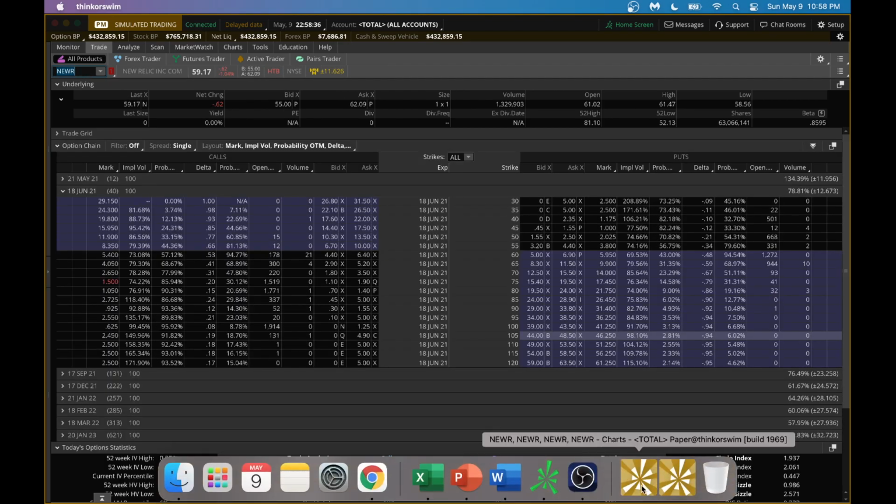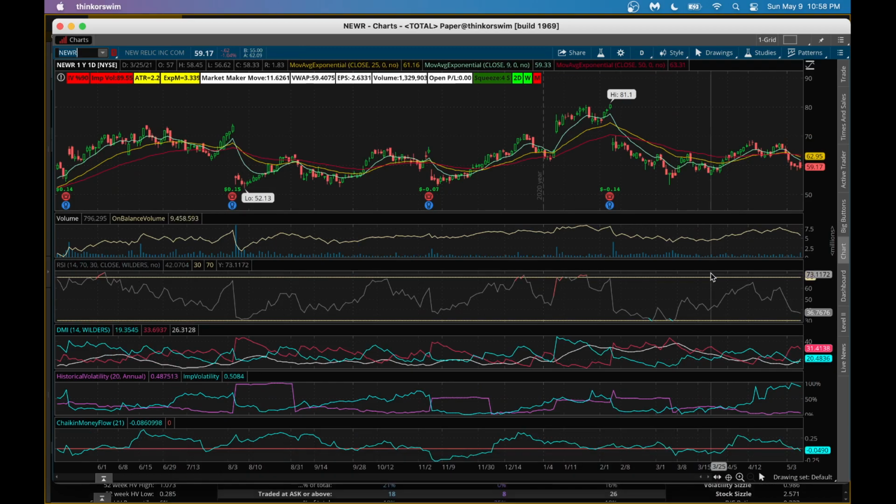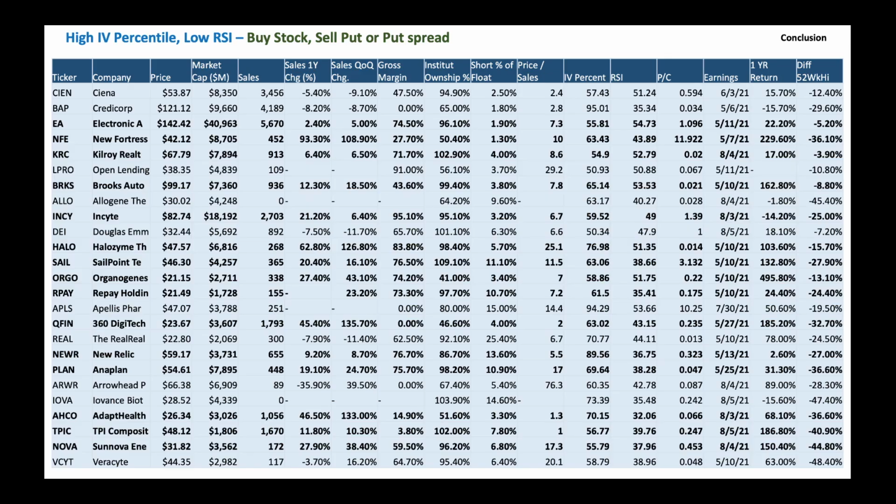So New Relic, as you can see on the stock chart here, it's trying to stabilize. Right now it's below the 50, 25, and 10-day moving averages. I think implied volatility has taken up. The blue line is trying to go up slowly, and Chaikin Money Flow is going down, meaning money is flowing out of the stock. I don't like the risk reward here too much, because the stock is showing some bearish signs here. So let's pick a next candidate.